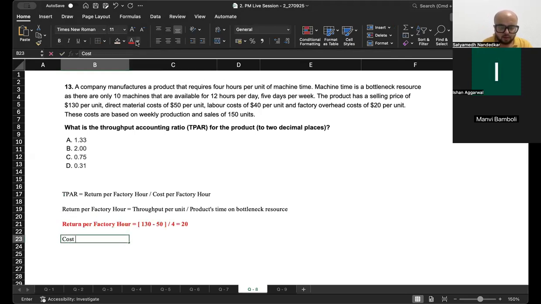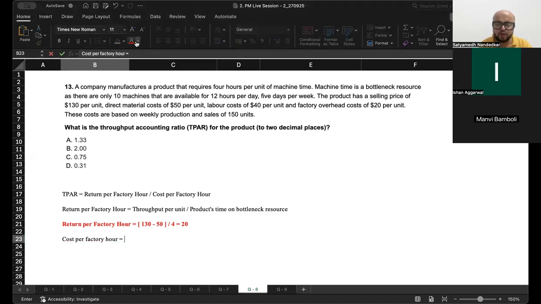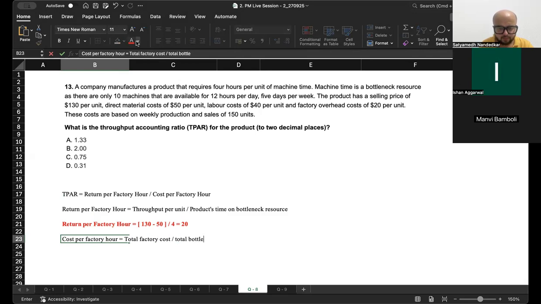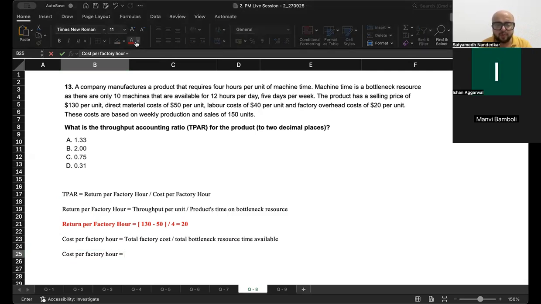Then cost per factory hour. What is the formula, Ishan, for cost per factory hour? Total factory cost divided by total bottleneck resource time available. So cost per factory hour, total factory cost कितना है? Total factory cost is, can I say, 40 per unit and overhead cost of 20 per unit, right?